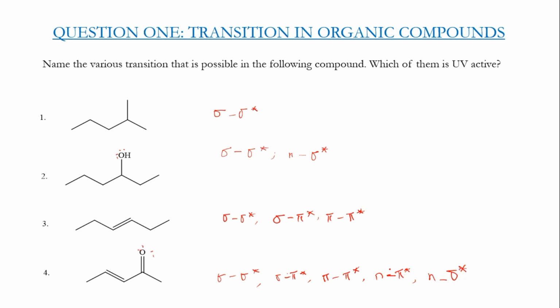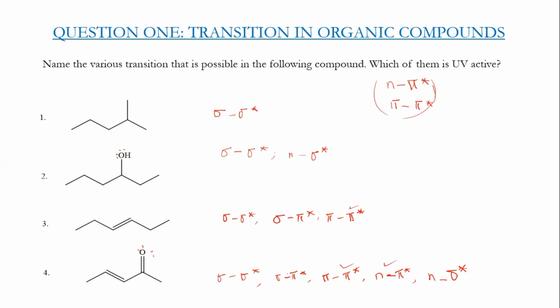All right, so which of them is UV active? Basically, the types of transition that are UV active are n to pi antibonding and pi to pi antibonding. So which is this, and this, then this one in this question.